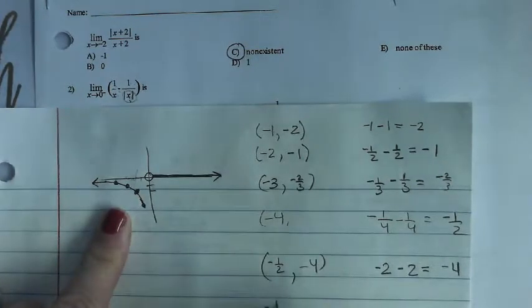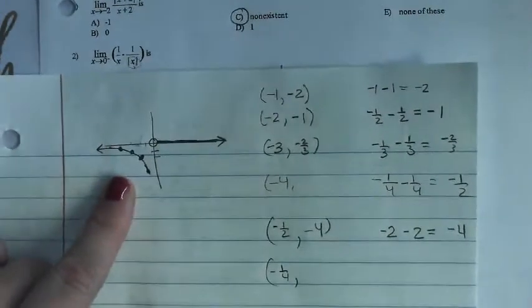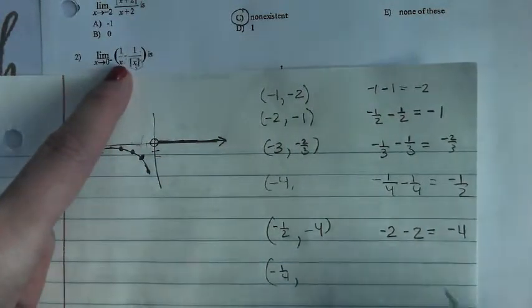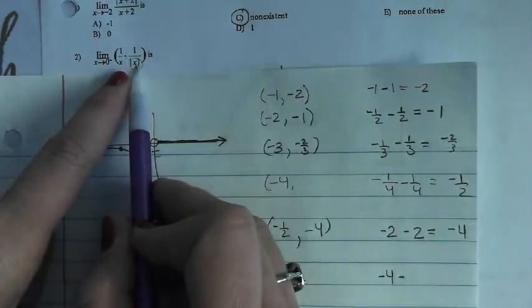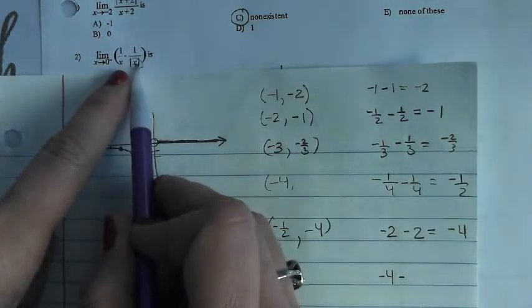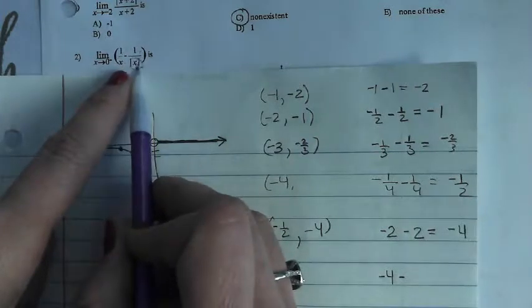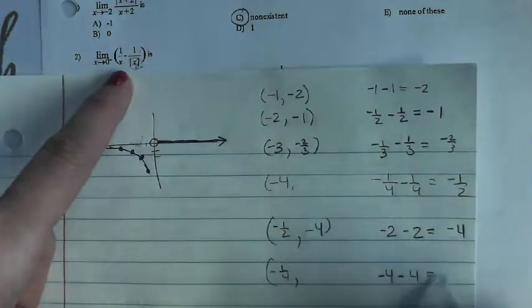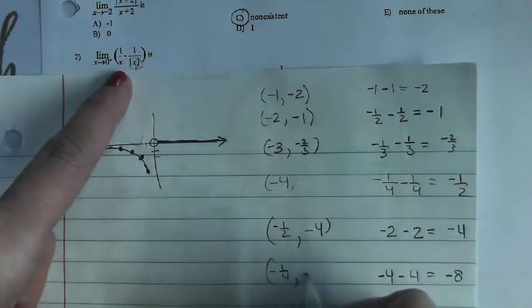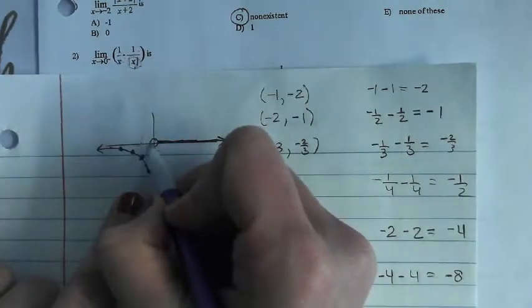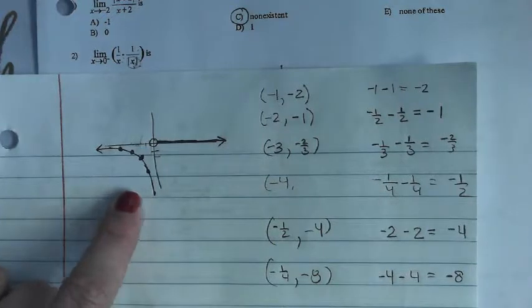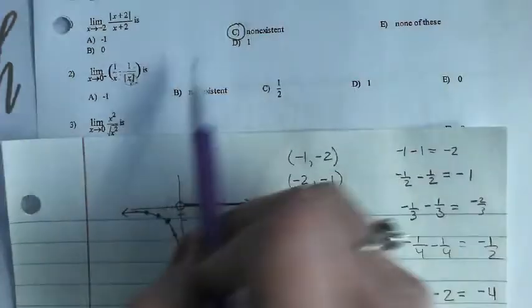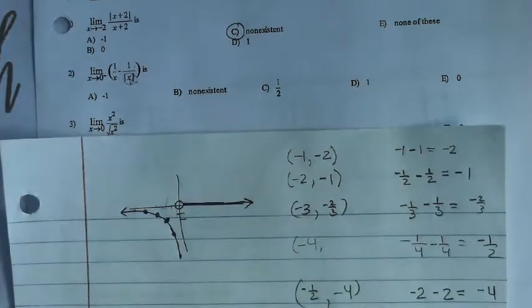Let's do negative a fourth. We'll get even closer. What's 1 divided by negative a fourth? Negative 4, minus, now when you plug in negative a fourth to the absolute value signs, it becomes positive a fourth. And 1 divided by a fourth is 4. So negative 4 minus 4 is negative 8. So if I go to negative a fourth, I'm at negative 8. So what's happening as we approach 0 from the left? Negative infinity, which would be b, non-existent.